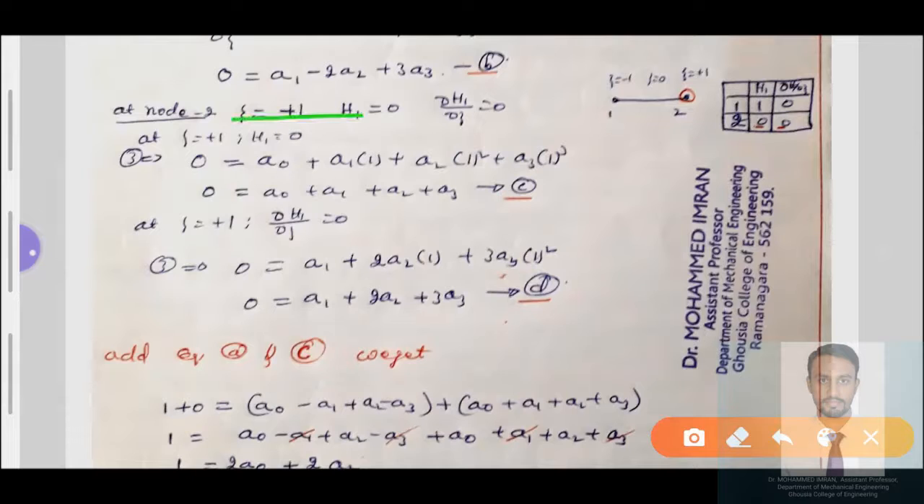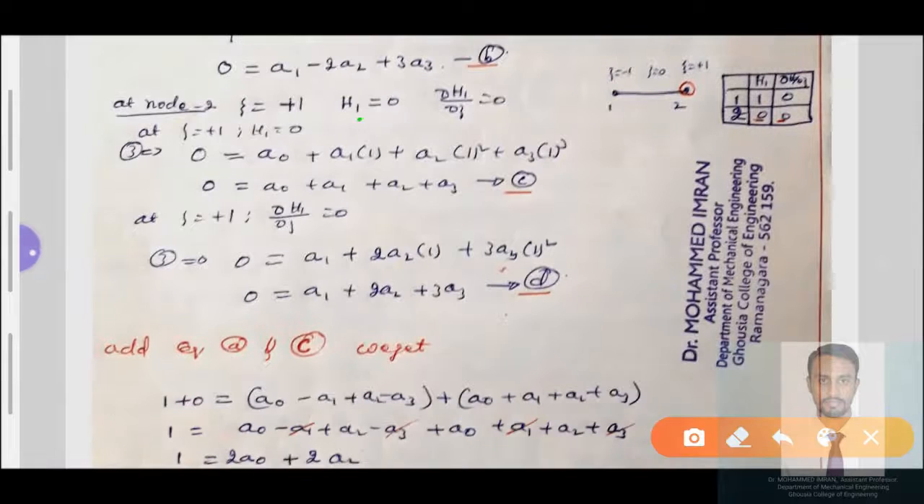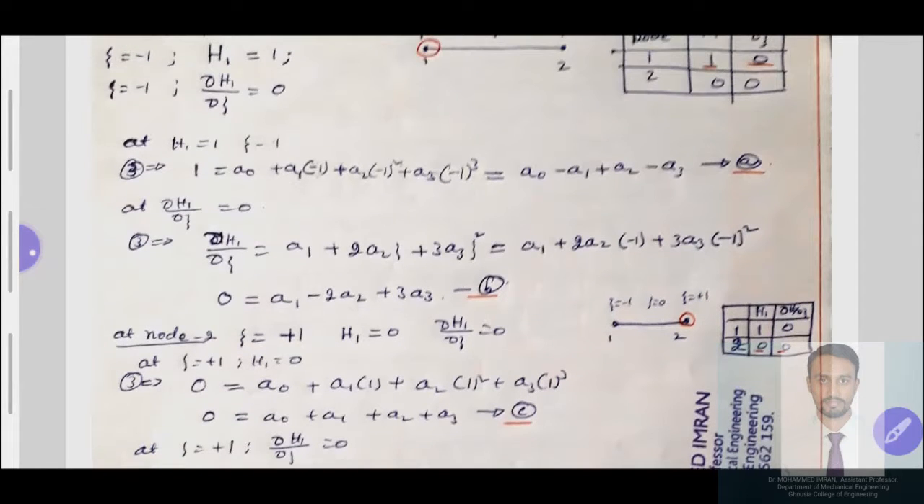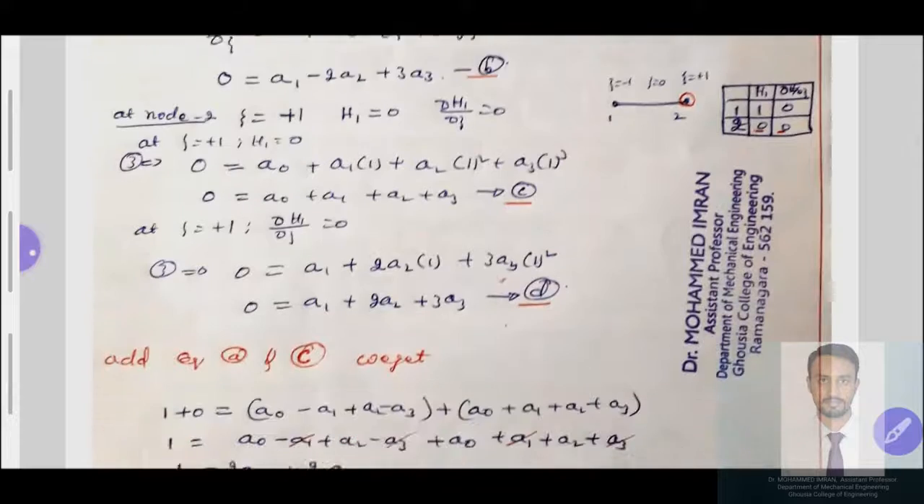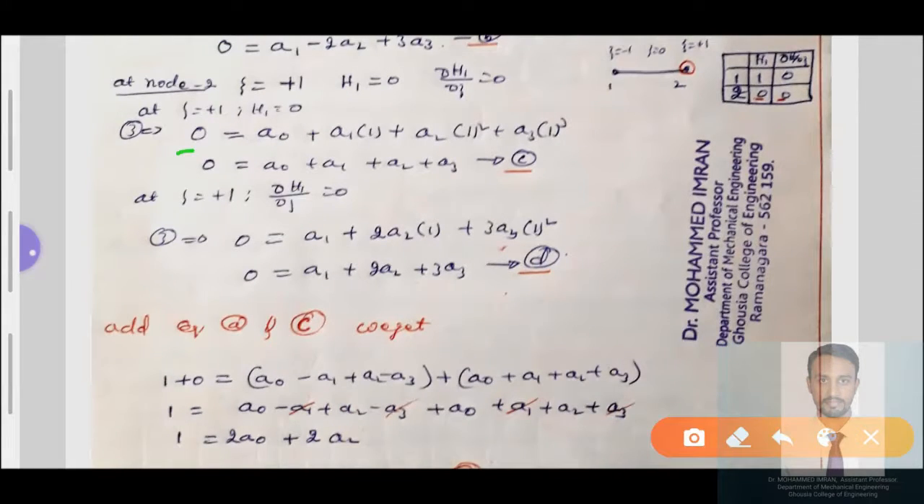Now I'll apply the first boundary condition, this 0 value, at zeta equal to plus 1. h1 becomes 0, so equation number 3 becomes: h1 is 0, since there is no effect with respect to v1, then a0 plus a1 zeta, where a1 zeta becomes a1 into 1, a2 zeta squared becomes a2 into 1 squared, and a3 zeta cubed becomes a3 into 1 cubed. Rearranging, 0 is equal to a0 plus a1 plus a2 plus a3. Call it equation number C.